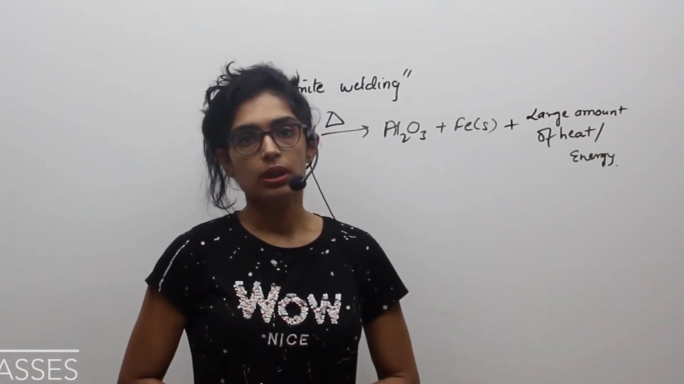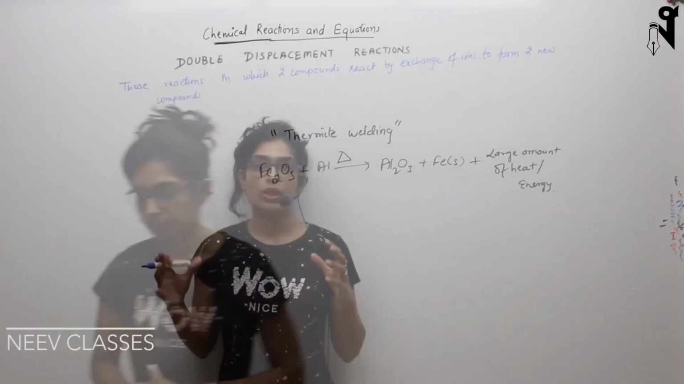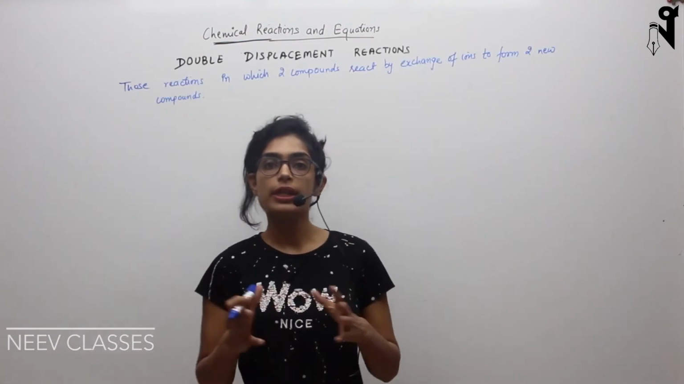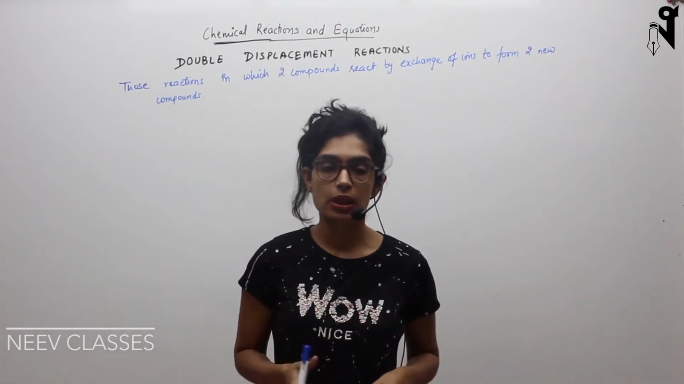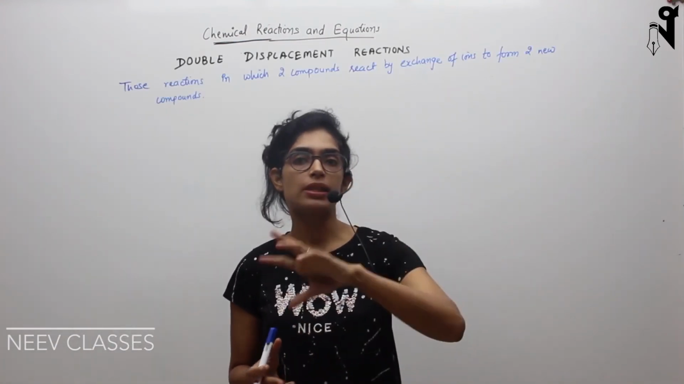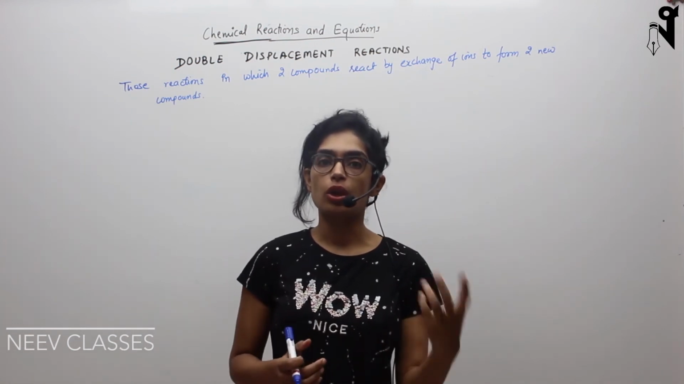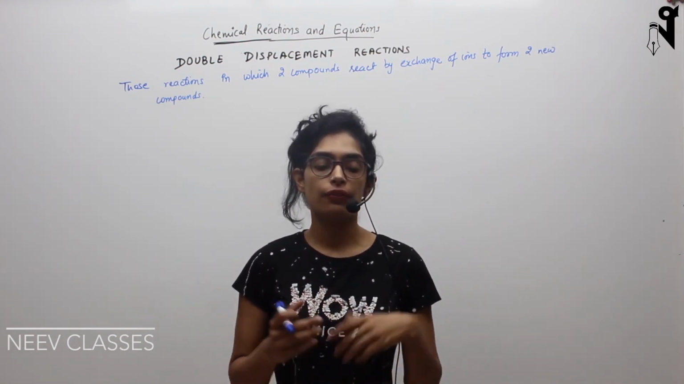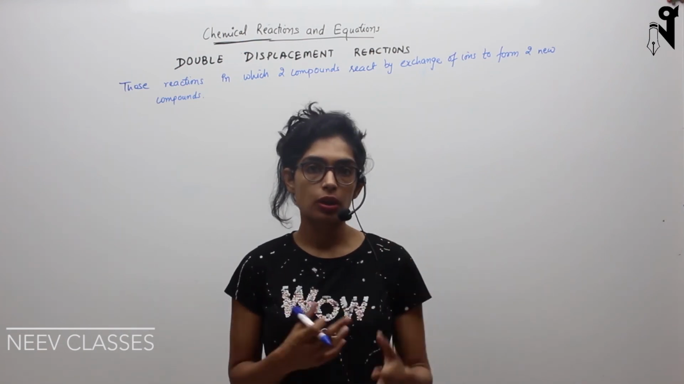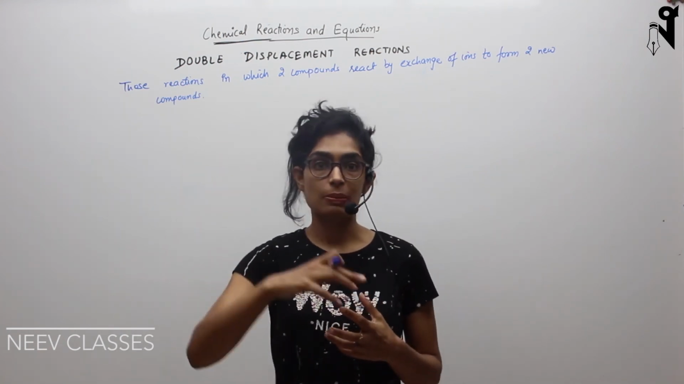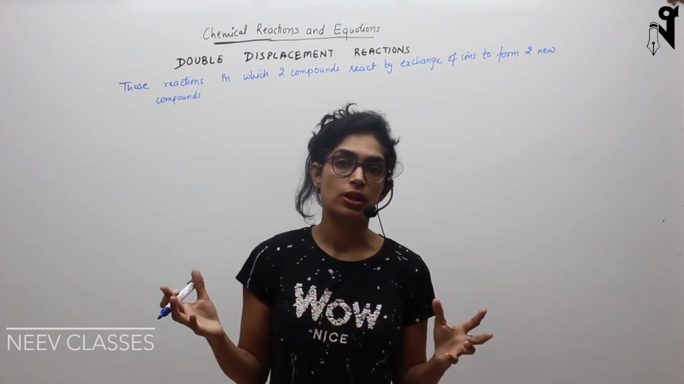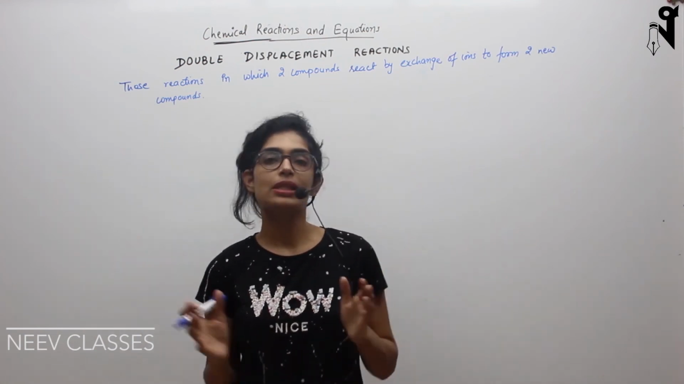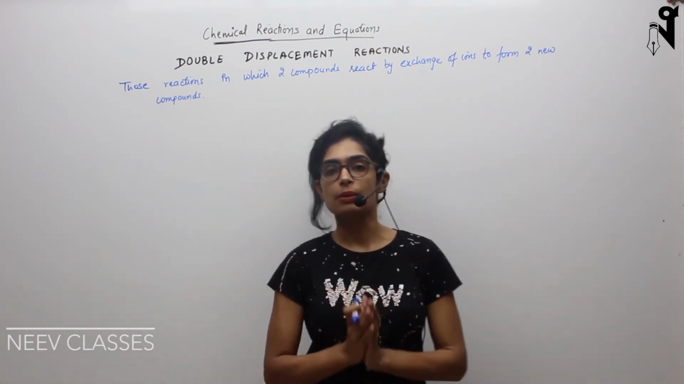Now we'll talk about double displacement reaction. So next is double displacement reaction. We have already seen the displacement reaction and what happens in it. A stronger metal displaces the weaker metal, or a stronger non-metal displaces the weaker non-metal. If in the reaction mixture a weaker metal is trying to displace the stronger metal, then the reaction doesn't take place. Okay, so this was the basis of the displacement reaction.